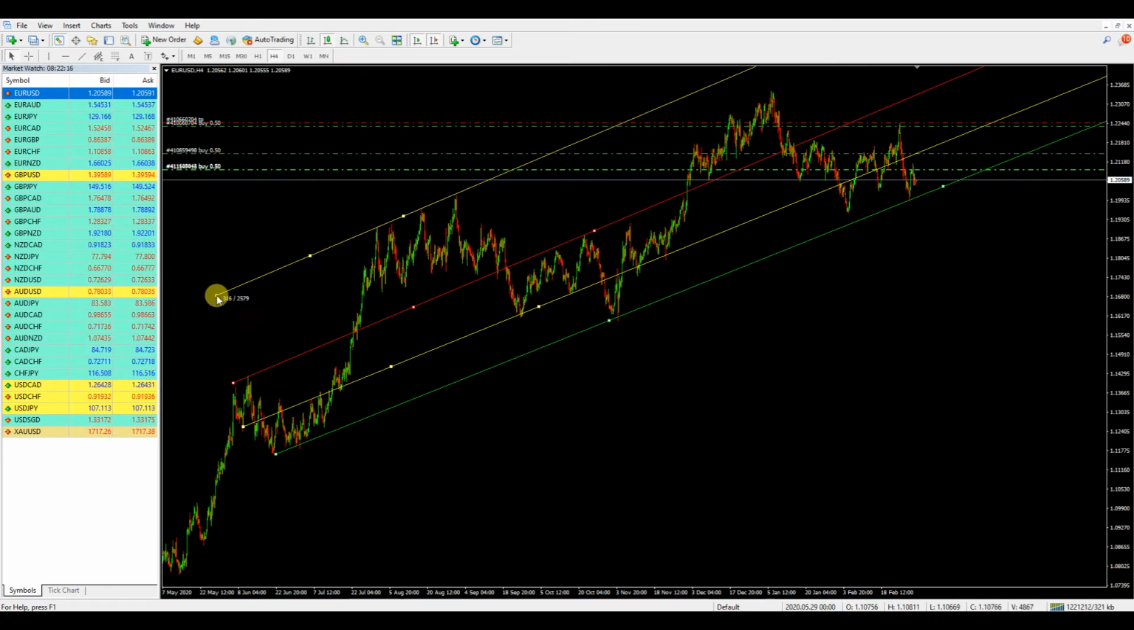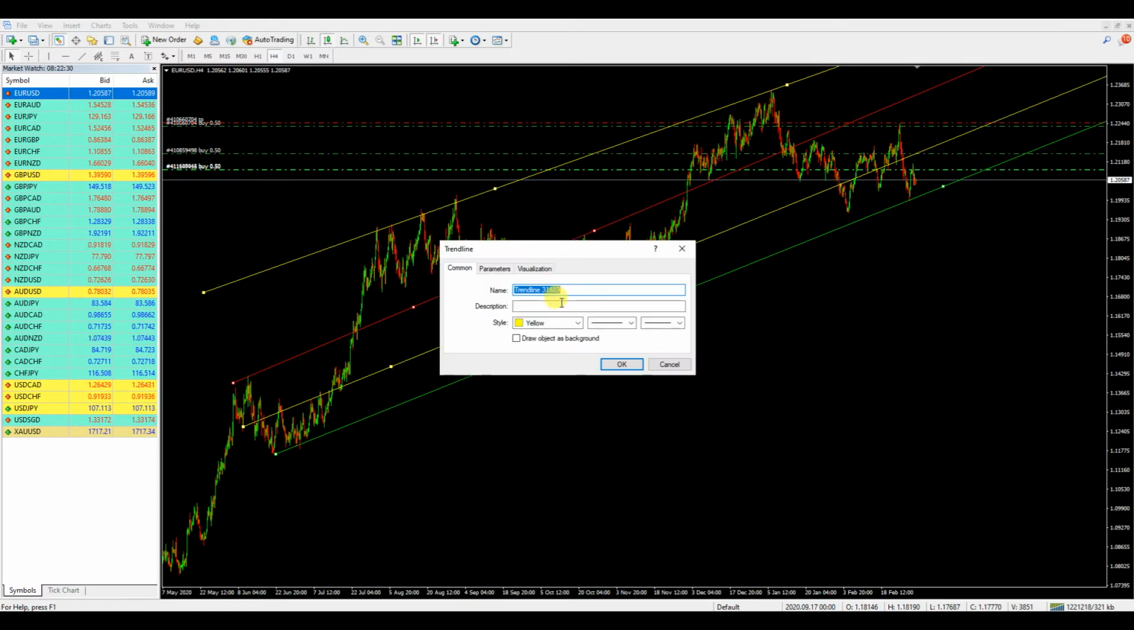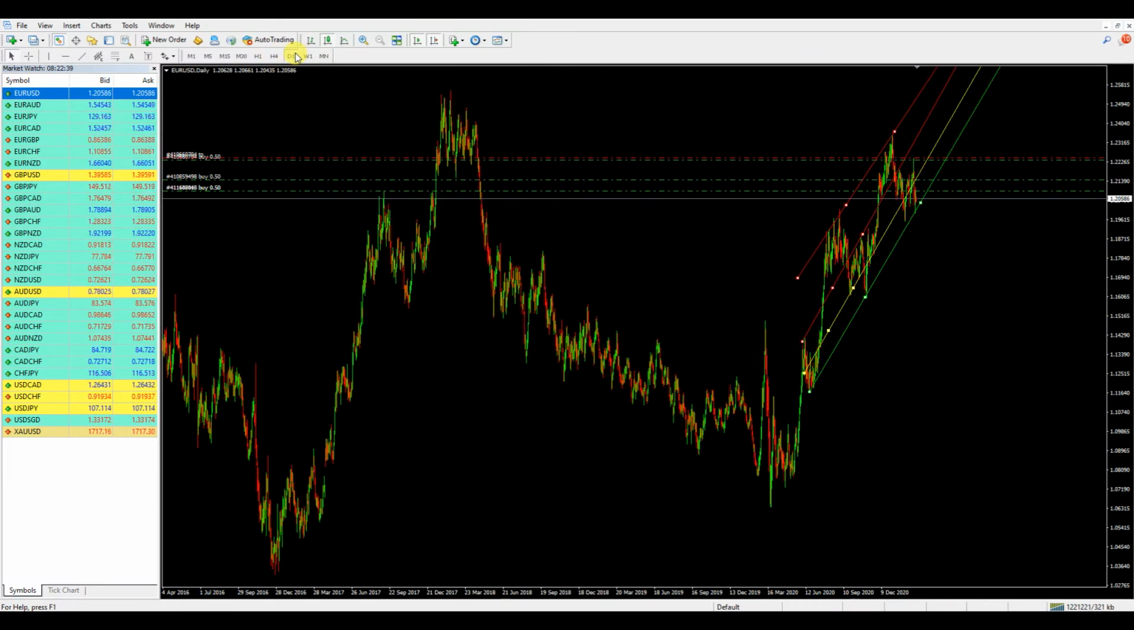Okay, so guys, if you see, it's amazing how awesome it is that we got some amazing touch points over here. And what we're gonna do is right click, trend line properties, and we're gonna take it as red. Okay, so now let's go to D1 and we see some things here in D1.